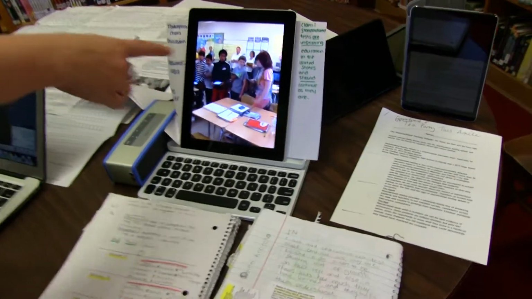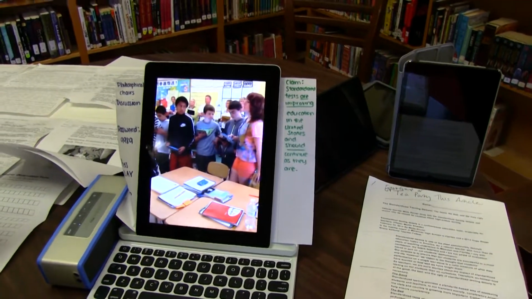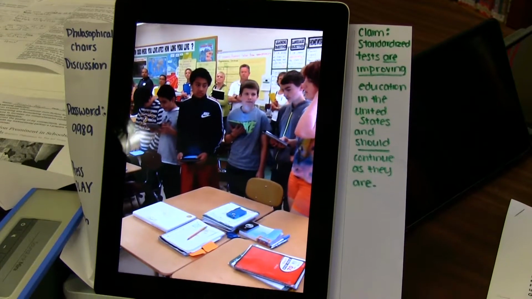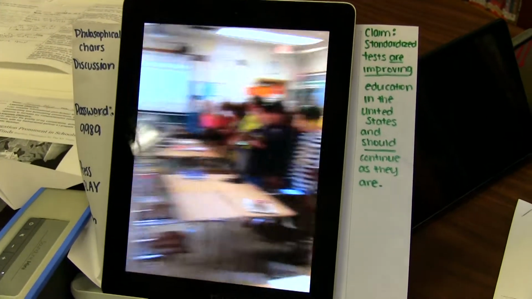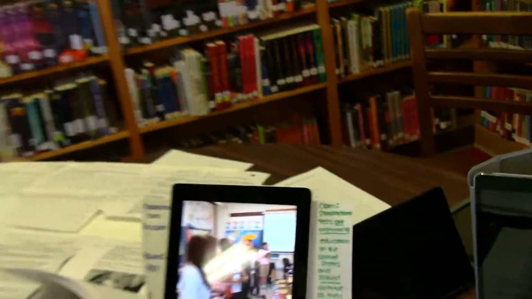So they line up on two sides, pro and con of whatever the claim is, and then they take turns going back and forth with whatever they want to say, piggybacking on each other with some sentence frames that are up there for them. I notice your kids are using their iPads during the philosophical chair process. Is that where they keep their reference?